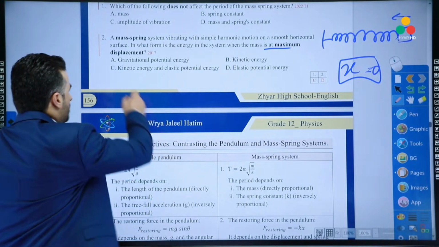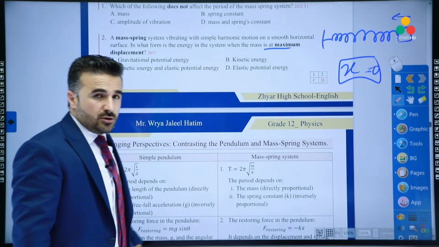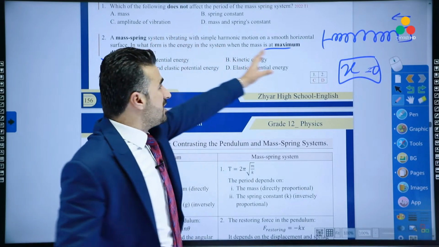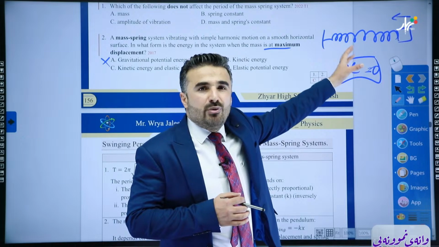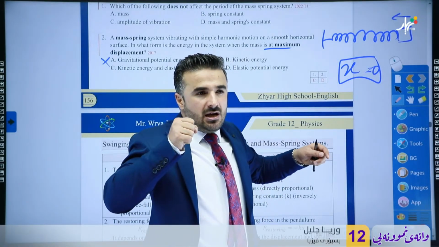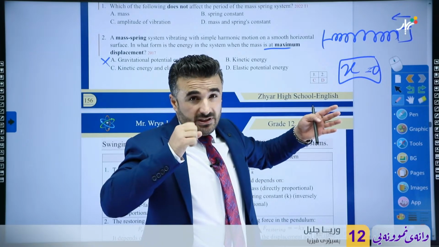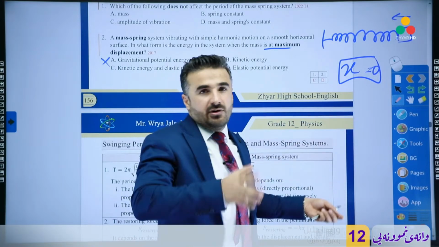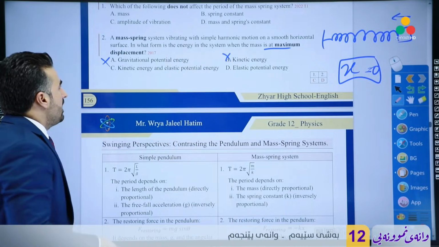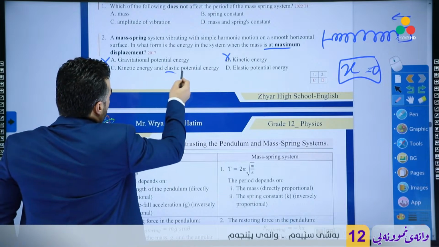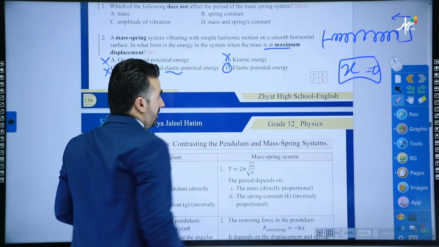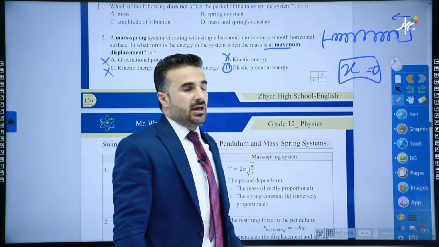So is it gravitational potential energy? The answer is no, because gravitational potential energy would be for the pendulum. Is it kinetic energy? Remember, at maximum displacement the spring is stretched but it doesn't move yet, it doesn't go back yet, it is just being held. So it is all elastic potential energy, so no kinetic. And then kinetic energy and elastic potential energy: this part is true, but because of kinetic, we cannot choose this one as well. So the answer that we're left with is elastic potential energy.